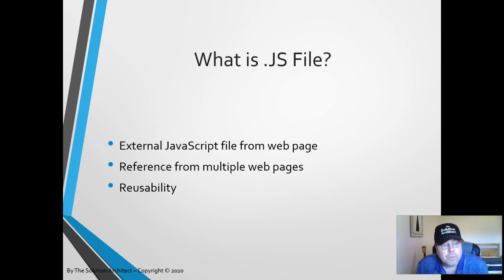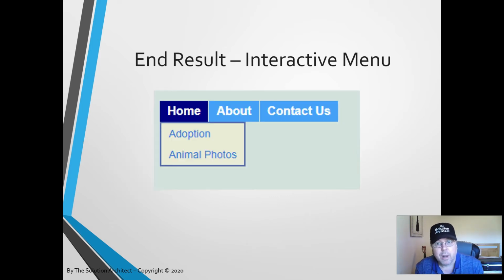What is a JS file? It's an external JavaScript file from your web page. You reference it within your web page or multiple pages. The reason for using an external file is to actually reuse that same JavaScript code in multiple pages, and that promotes reusability. What we will get at the end of this video, the last bit, I will show you an interactive menu that will look like this.